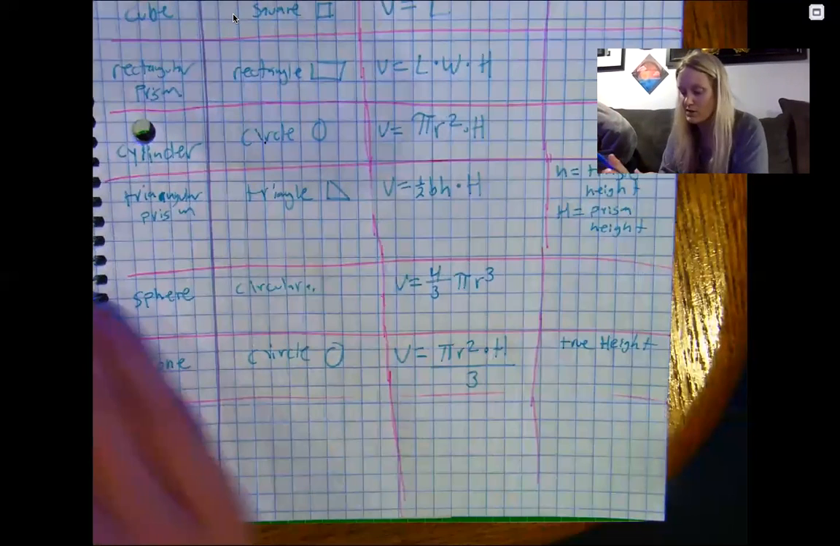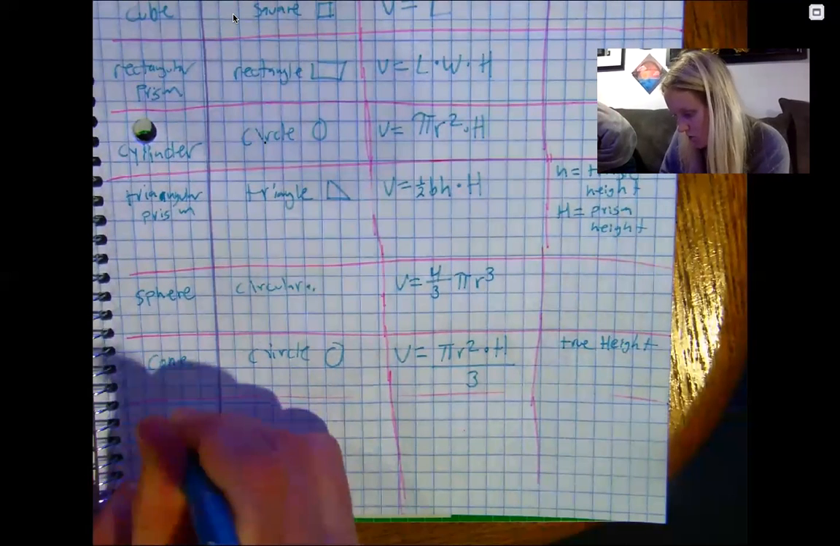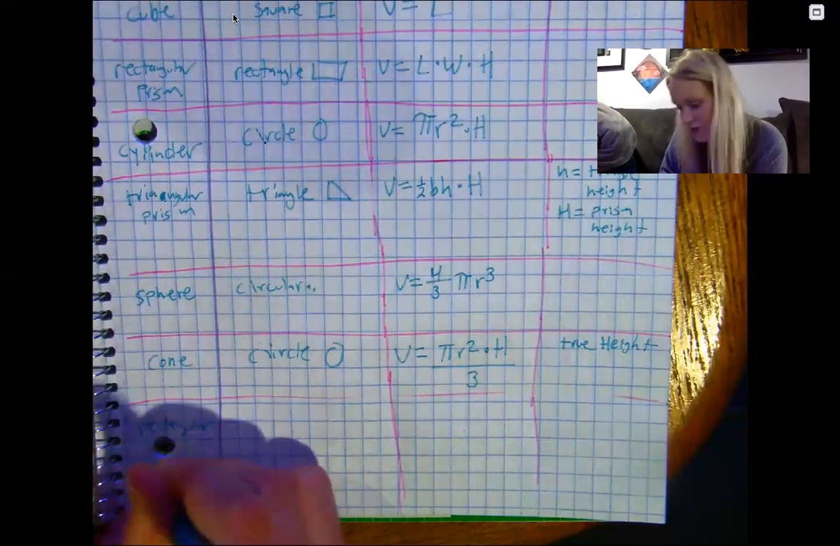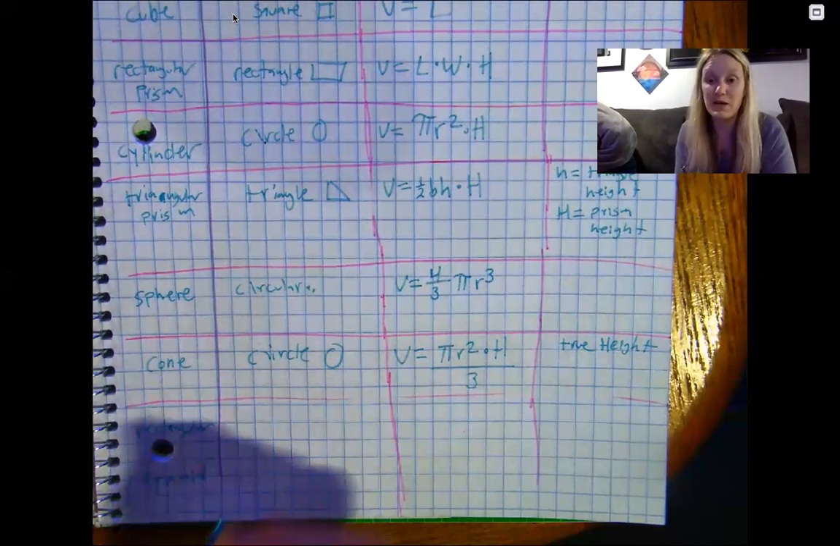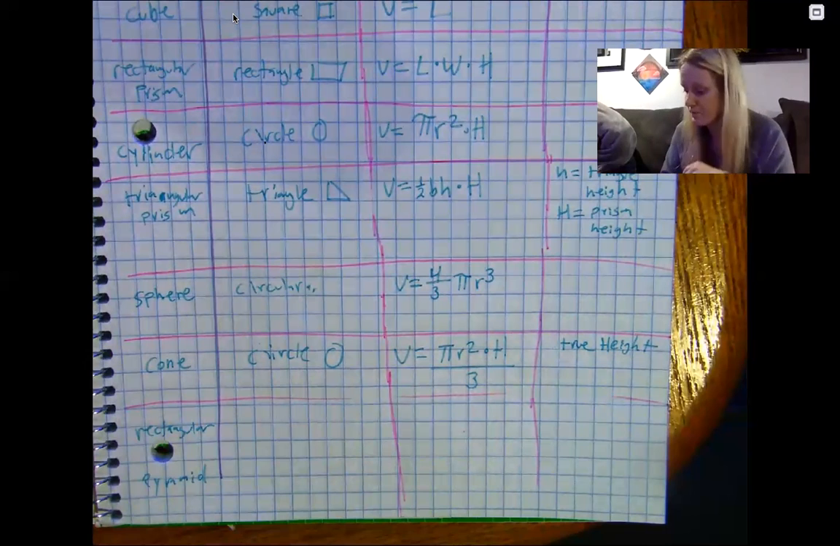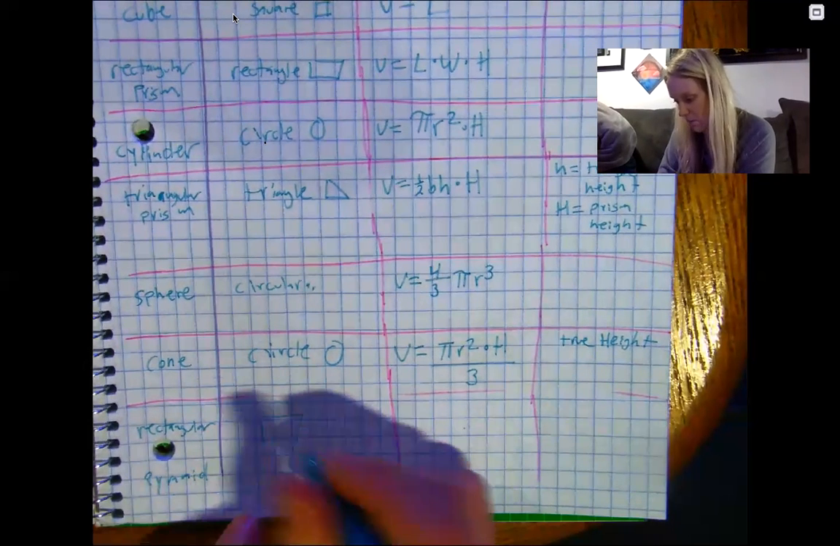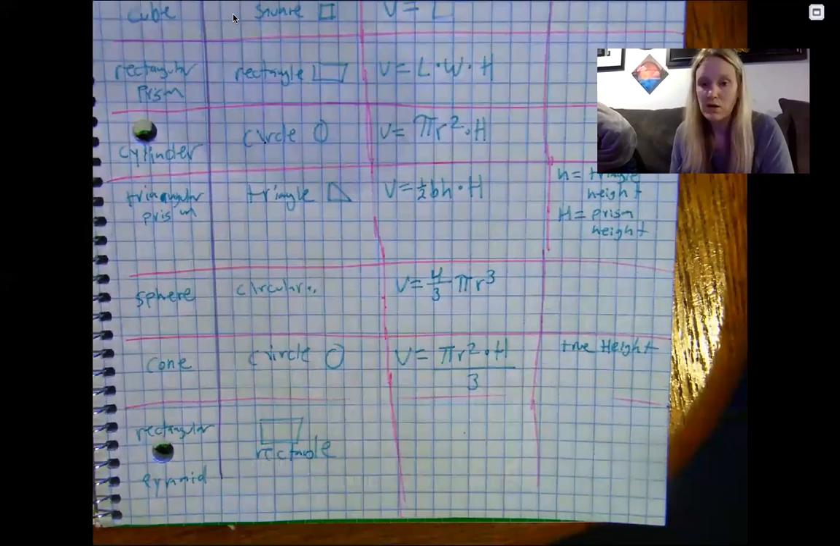All right, so we're doing a rectangular pyramid. And why they call it a rectangular pyramid is because the bottom is supposed to be a rectangle. I think some of you could guess this would be a triangular pyramid because it has a triangle as its base. So a rectangular pyramid is going to have a rectangle as its base. Okay, so let's just keep going.